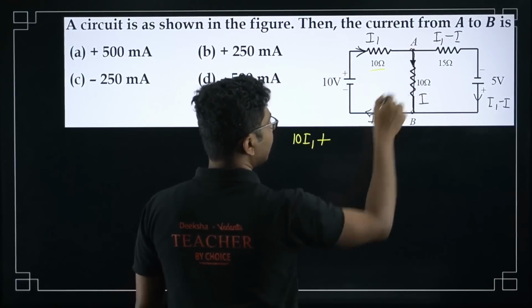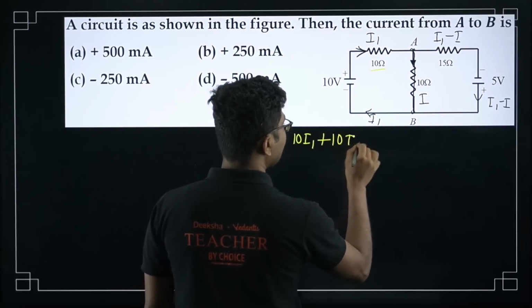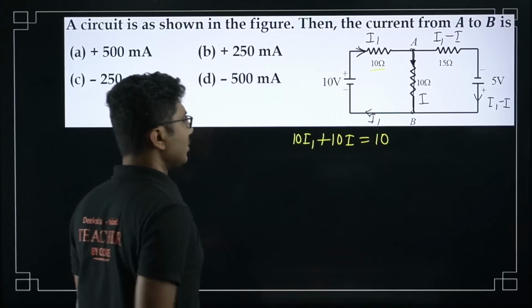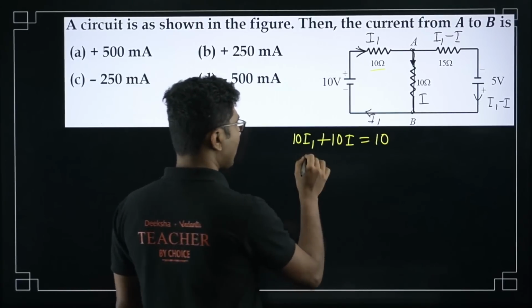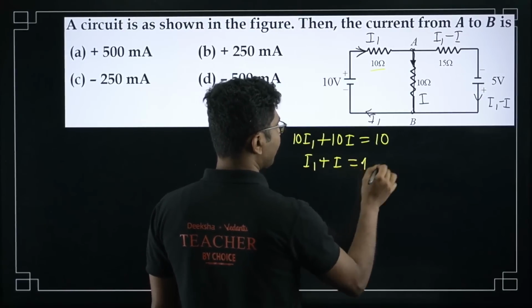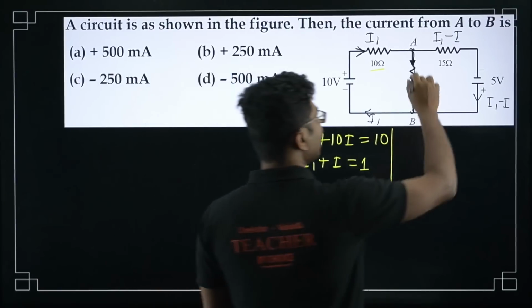Plus, in the direction of current, that is 10I, equals to, the battery is also sending in this direction, so 10. So I1 plus I equals to 1. This is the first equation. Now next, now we are moving into this side.